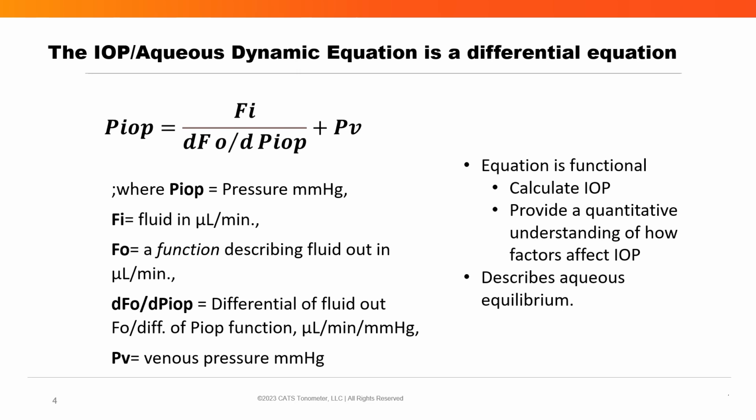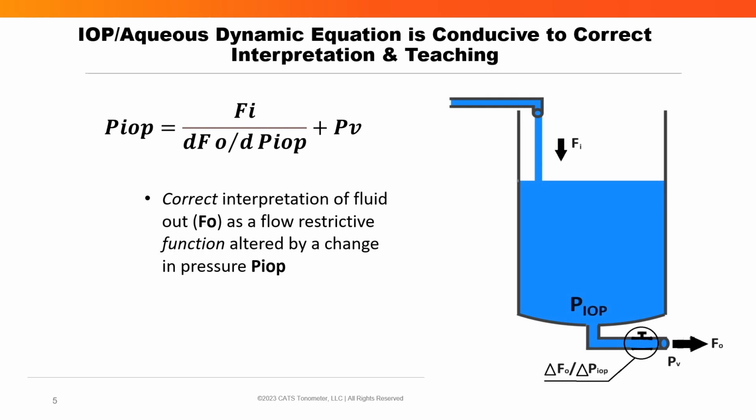I assumed that the description of this equation would evolve over the last 30 years to what I understood was actually a differential equation, as noted here. This equation describes the fluid out as a function, not a variable. With this, we are able to calculate intraocular pressure, and it provides a quantitative understanding of how the factors affect intraocular pressure. The correct interpretation of fluid out is as a flow restrictive function altered by a change in intraocular pressure.